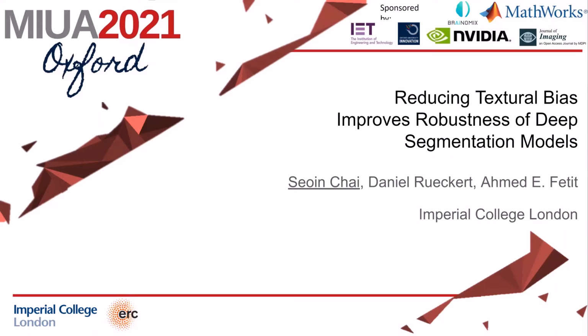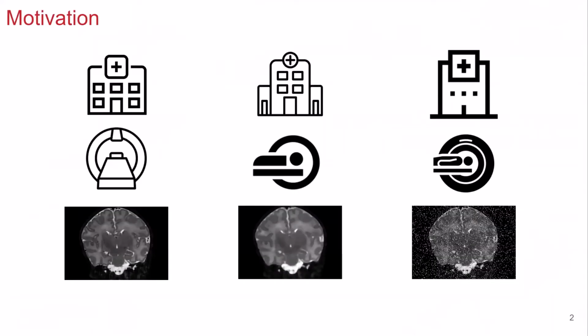Our paper discussed here is entitled Reducing Textural Bias Improves Robustness of Deep Segmentation Models. MRI scans are used widely in medical imaging, and CNNs can be trained to carry out classification and segmentation tasks on them. However, because the images contain visual noises and low-frequency textual patterns that are inherent to acquisition protocols or hardware, the models that are trained on one domain often don't perform well in images from another domain.